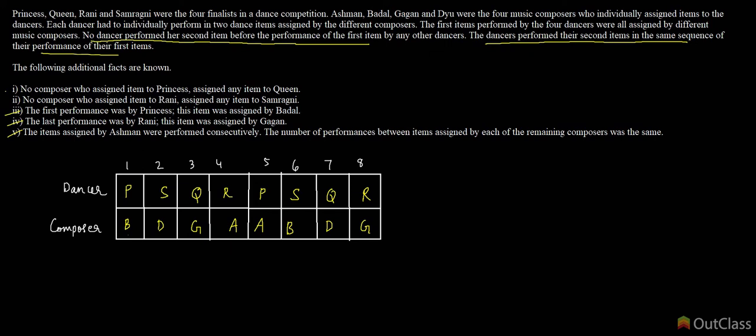Now you can compare with the second option as well. It's basically redundant at this point. No composer who assigned to Rani, which would be A and G, worked with S. A and G did not work with S, as you can see. S worked with only D and B. So that is the solution. There is a unique solution to this arrangement, and now we can look at the questions.